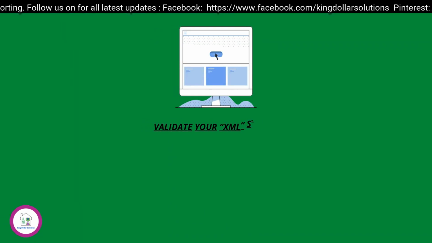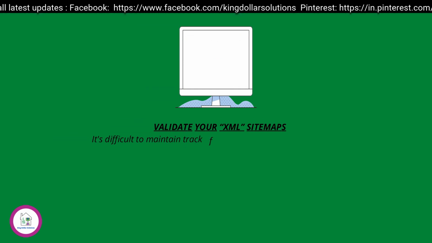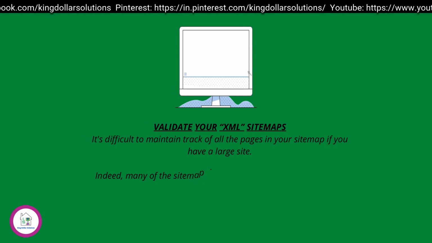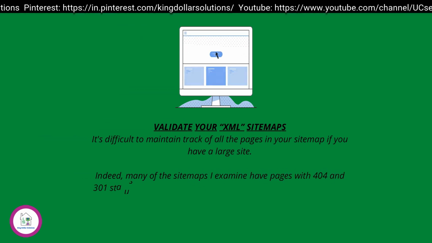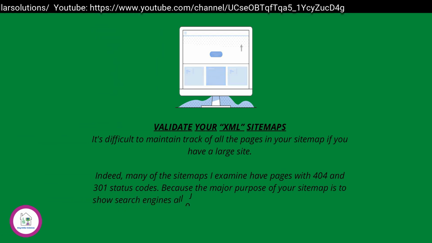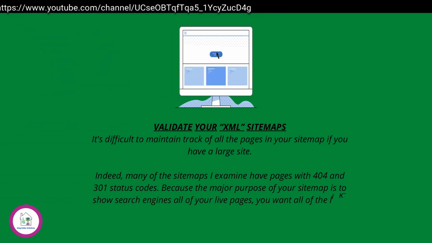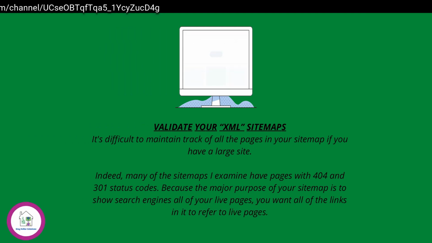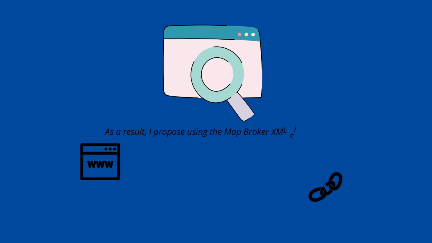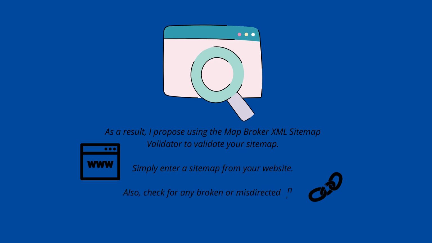Validate your XML sitemaps. It's difficult to keep track of all the pages in your sitemap if you have a large site. Indeed, many of the sitemaps I examine have pages with 404 and 301 status codes. Because the major purpose of your sitemap is to show search engines all of your live pages, you want all of the links in it to refer to live pages. As a result, I propose using the MapBroker XML sitemap validator to validate your sitemap. Simply enter a sitemap from your website. Also, check for any broken or misdirected links.